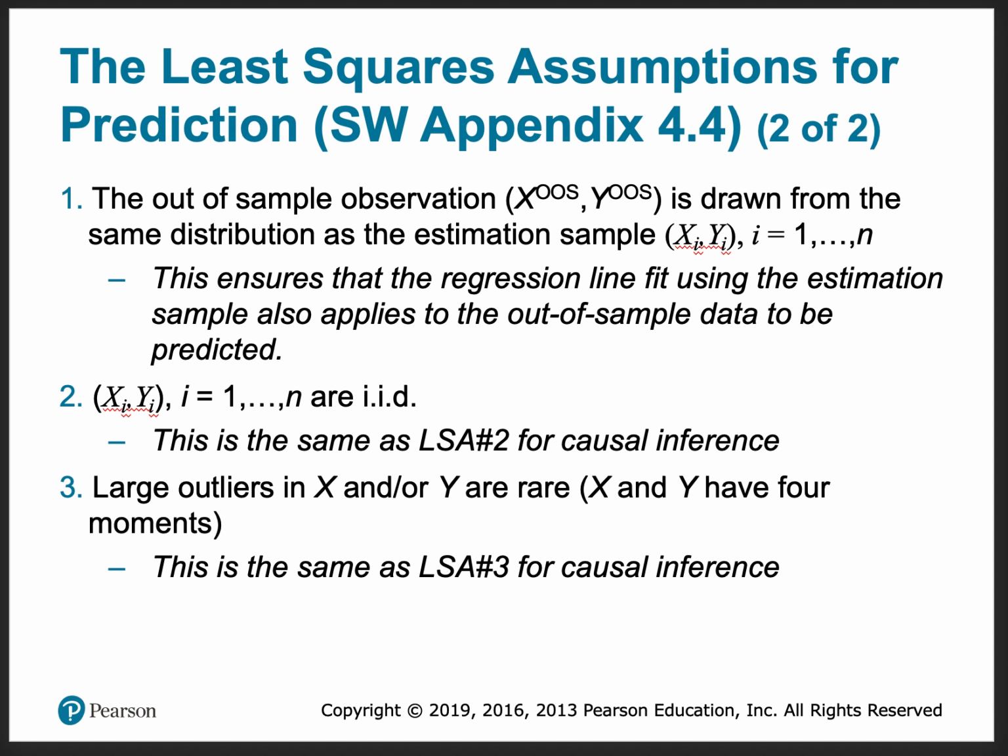2 and 3 are the same as least squares assumptions for causal inference. We have independently and identically distributed data. So randomly sampling is one way to get to that. And 3, we don't have large outliers. And these are the 3 main assumptions we use for prediction.